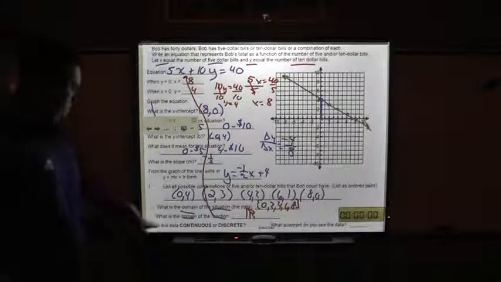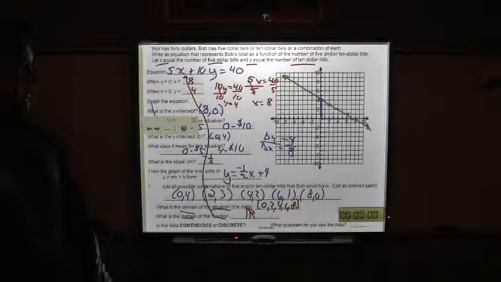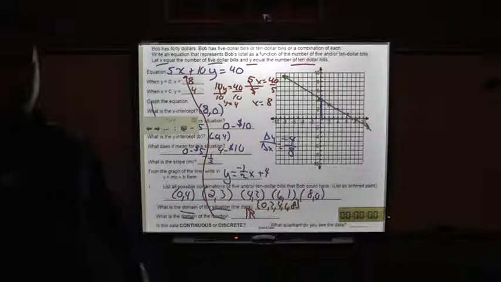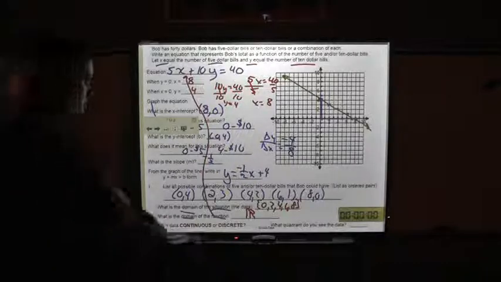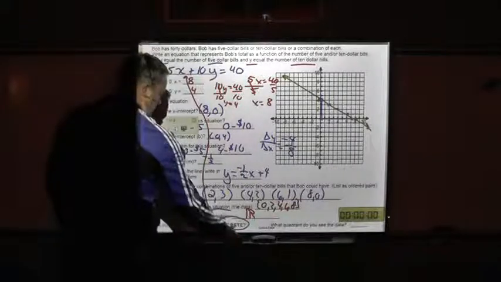Now, is this data continuous or discrete? Well, we talked about $5 and $10 bills. Can you rip a $10 bill in half and still use it? You can't. So that's why this data is discrete.